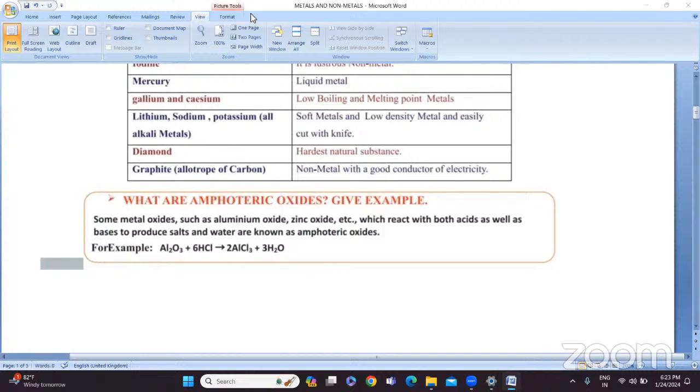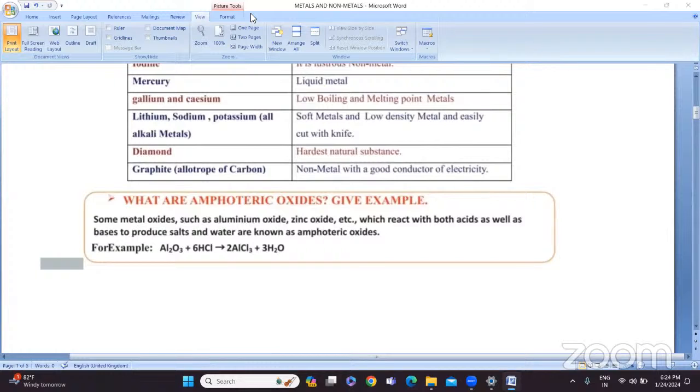What is amphoteric nature? There are some metal oxides. How are these metal oxides formed? When metals react with oxygen, they form metal oxides. So there are certain metal oxides, for example, aluminium oxide.